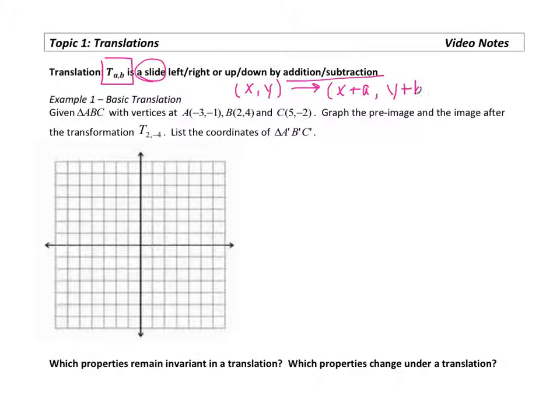plus b, where a and b are the rules of the translation that tell us to move up, down, left, or right. And of course, if we're moving left and right, that's related to the x, and if we're moving up and down, that's related to the y values.